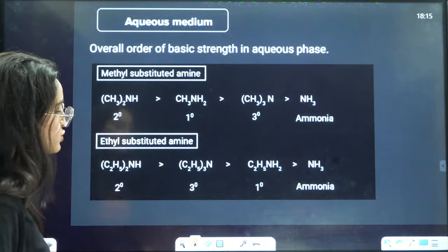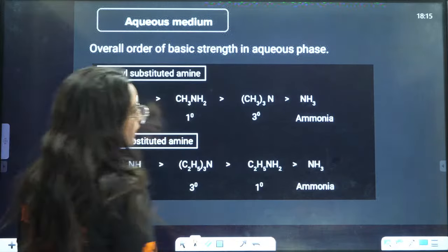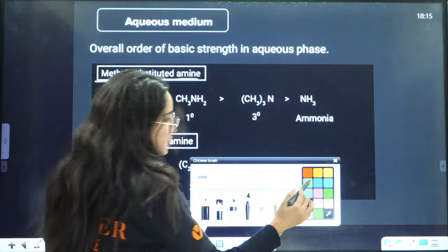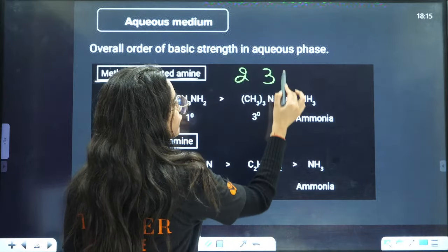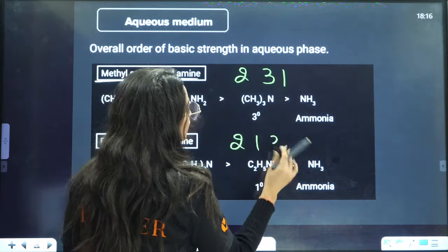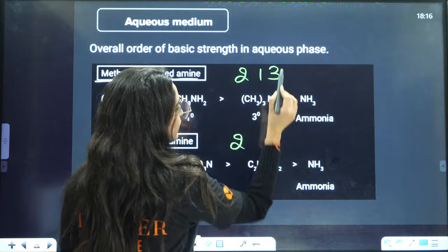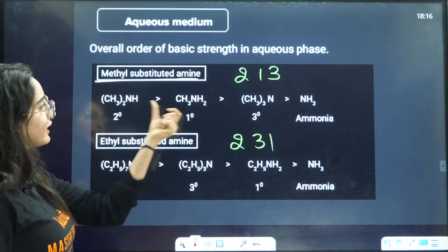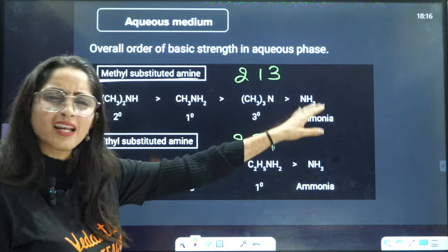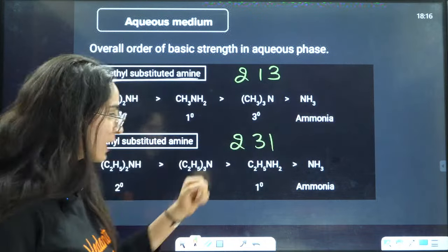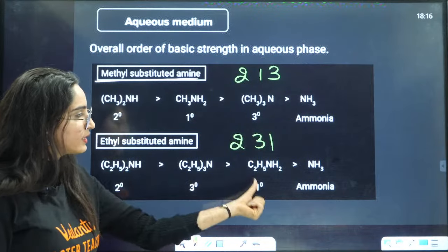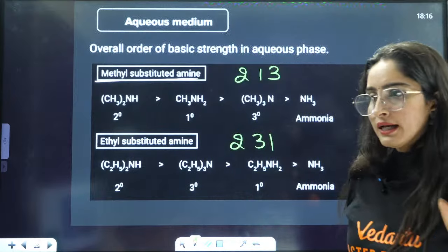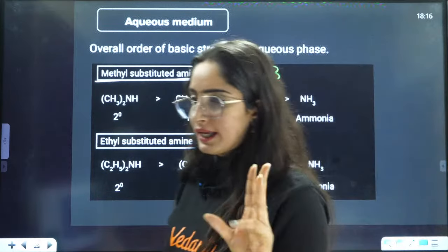In aqueous medium, very, very important. In aqueous medium, it is methyl substituted amines. Just remember 2, 3, 1. Here it is 2, 1. Wait a minute. 2, 1, 3. It is 2, 3, 1. Just remember this thing. That means 2 degree, then 3 degree, then 1 degree, then ammonia will be last always. That is the combined effect of these three cases.